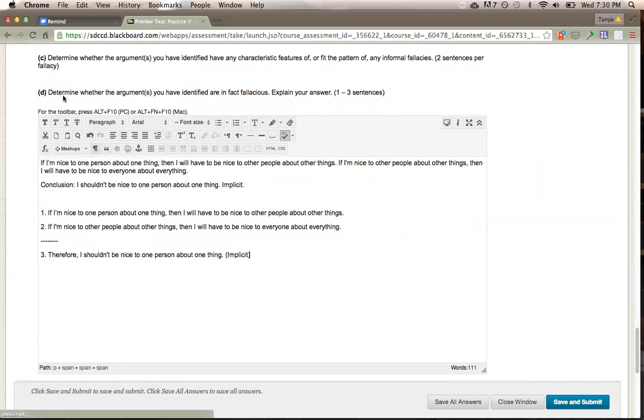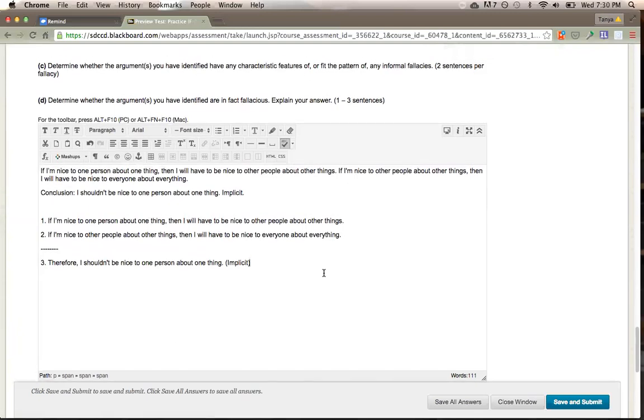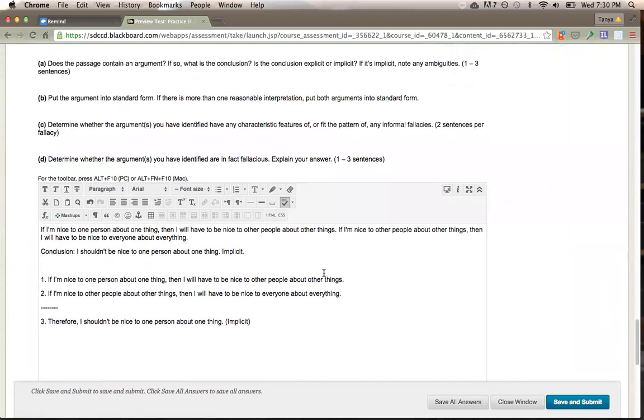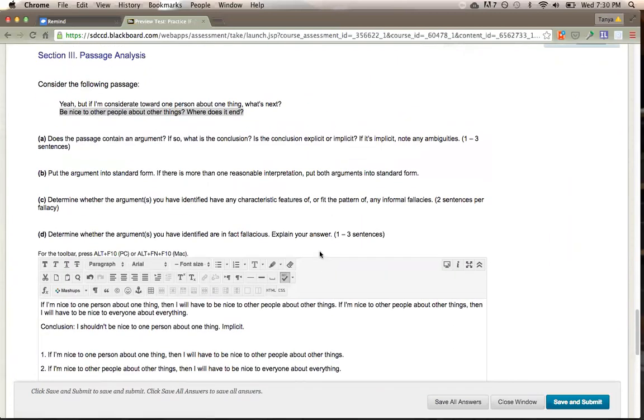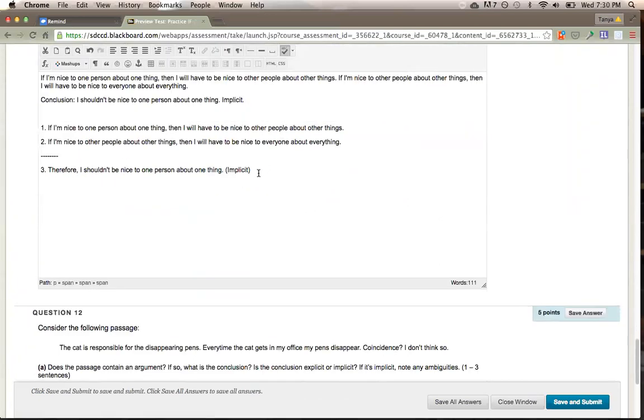So let's move on to C, determine whether the argument we've got so far has any of the characteristic features of an informal fallacy. And I see that there's, like, if I do one thing, then I have to do another thing, and it kind of snowballs. So it looks like this argument is citing a slippery slope. And things like what's next or where does it end are often indicators of slippery slopes, or before you know it.